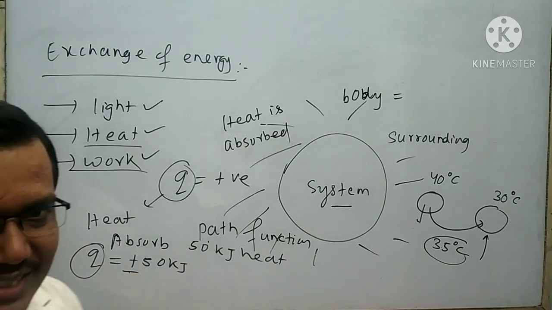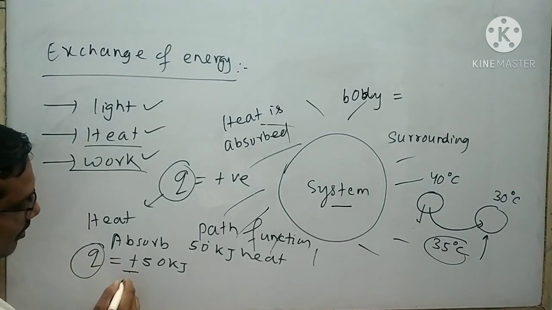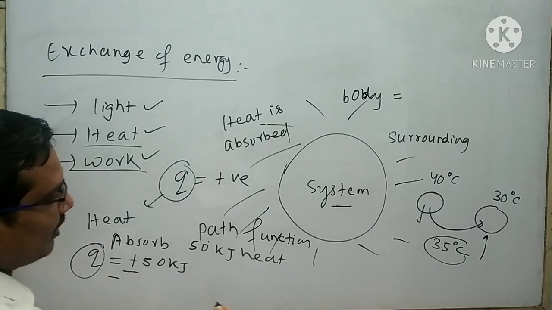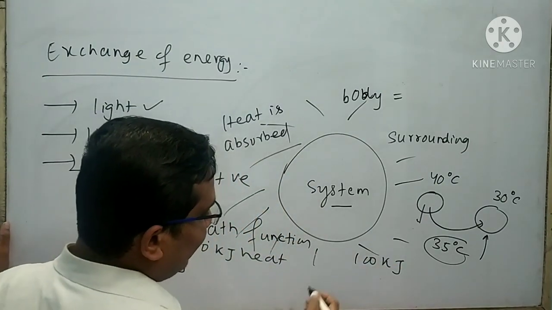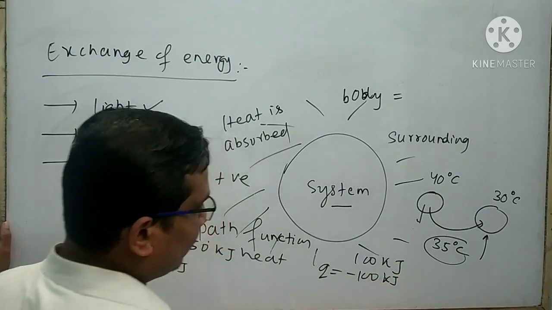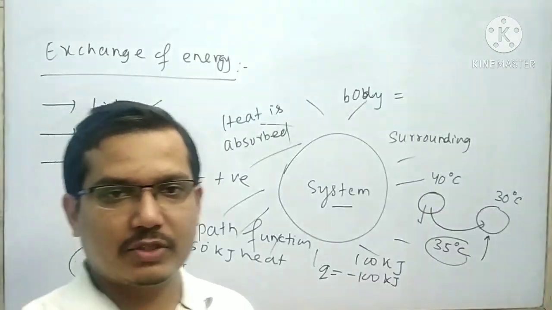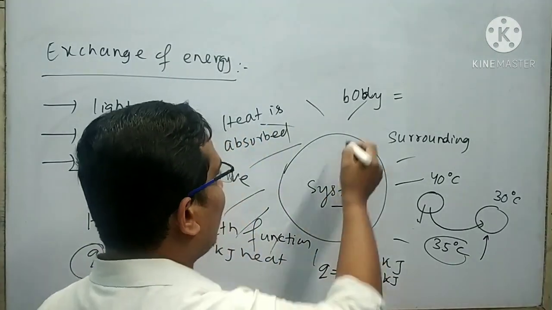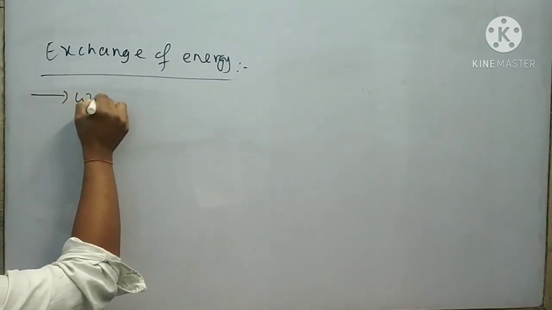If heat is released, then the Q value will be written with a minus sign. Suppose a body releases 100 kilojoule, that means we can write here Q is equal to minus 100 kilojoule. So remember an important point, if Q is positive, heat is absorbed. If Q is negative, then heat is released or evolved. Next I am going to discuss work.